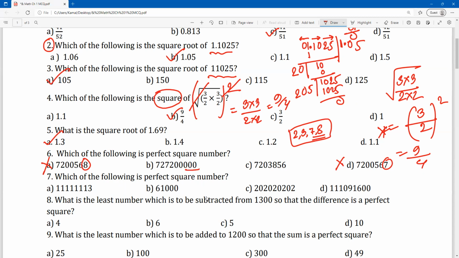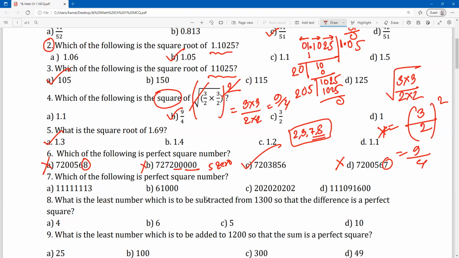Now there is another rule. If there are an odd number of zeros at the extreme right, like 5 0 0, this number is not a perfect square. Definitely this one is the perfect square number. This first one is cancelled for the unit place digit 8, D is cancelled for the unit place digit 7, and B is not the correct answer for the odd number of zeros at the extreme right. That is, C is the correct answer.